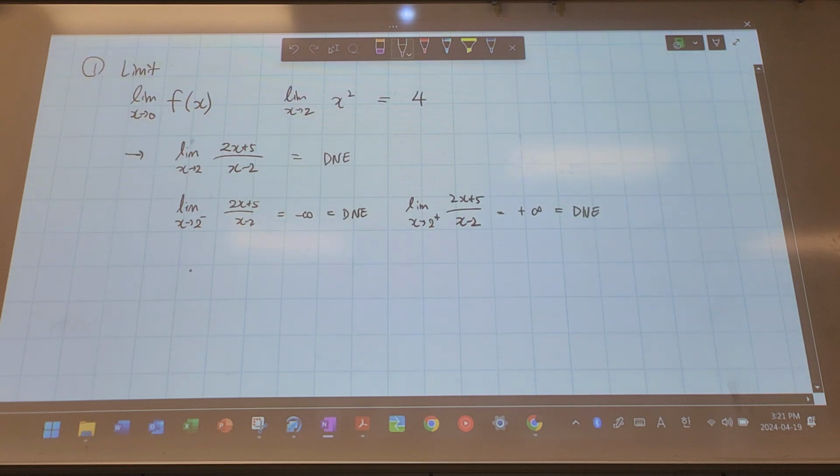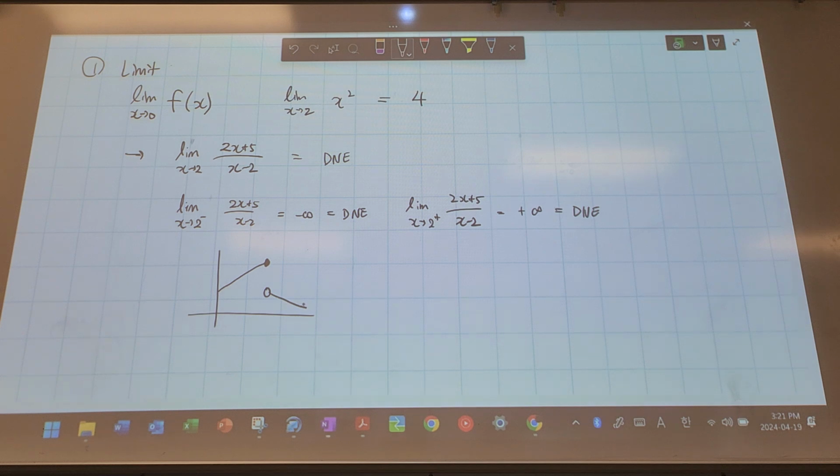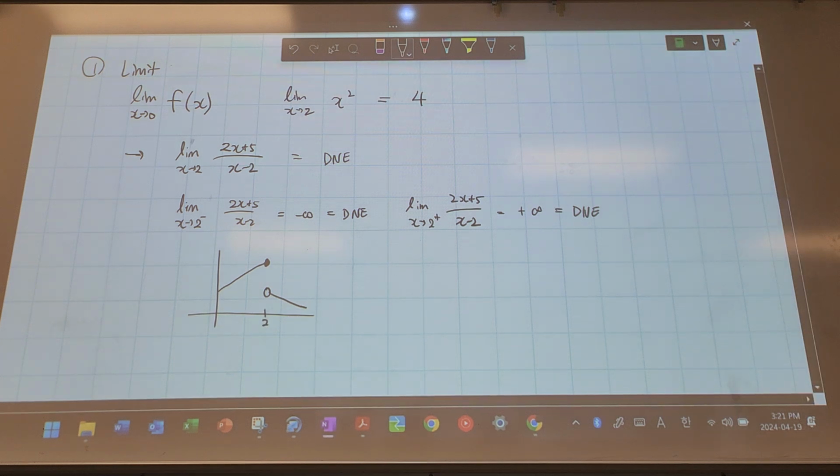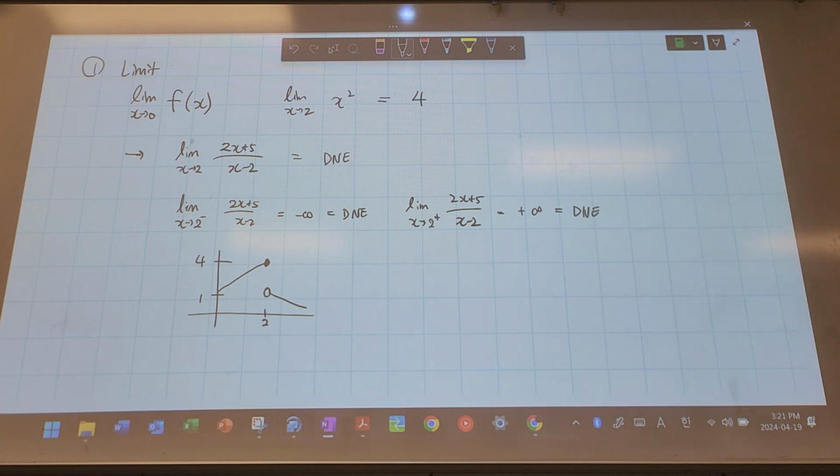Sometimes we could have a graph that's given to you that goes like this, and then you have a dot here, and then goes like this, for example. Then the direction here definitely does matter, right? If that's 2 here, let's say this is 4, and let's say this is 1, then we can say that limit as x goes to 2 from the negative side, the limit is 4. Whereas if it comes from the right hand side, it's going to be 1.